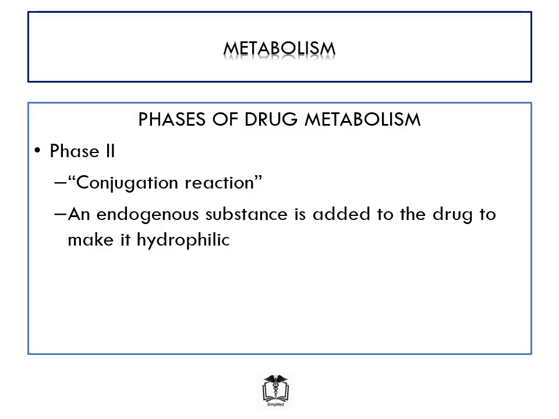Phase 2 reaction is also called conjugation reaction, and it is typically referred to as the most important of the two phases of drug metabolism. The reason is that a drug that goes through phase 2 reaction automatically becomes hydrophilic and is easily excreted from the body. For phase 2 reaction to occur, an endogenous substance will be added to the drug to make the drug hydrophilic.